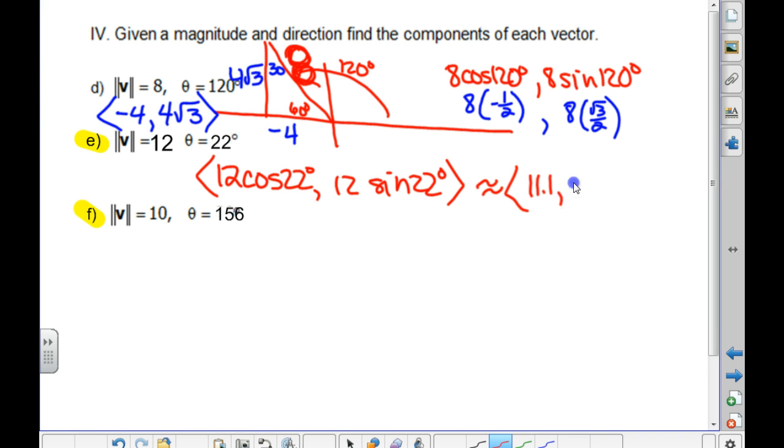11.1 and 4.5. Did anybody type that in for me? Get that? Checking my math. Okay.